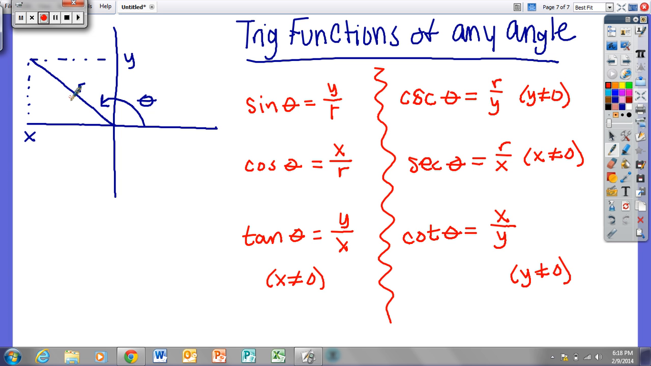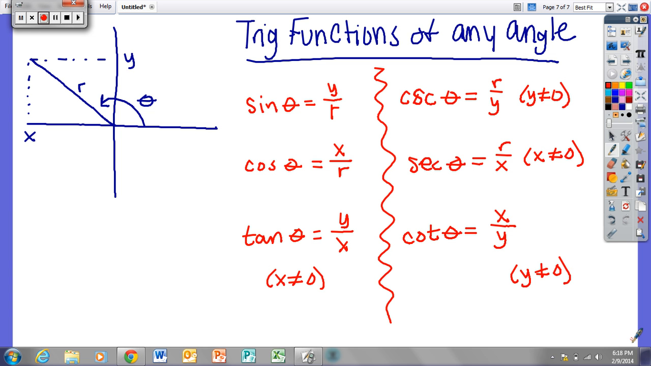So a lot of times you need to figure out what the radius is, just like we did in the very first problem. You have to use Pythagorean theorem in order to find what the radius is. Once you find all 3 of those values, it's pretty easy to write all of these functions down. If for some reason one of them is not defined or is equal to 0, one of your trig functions or a few of your trig functions may be undefined.